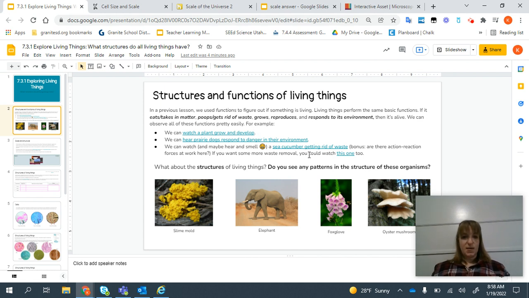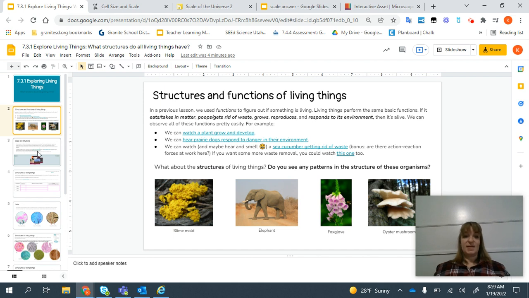So we're going to go ahead and get started with structures. What about the structures of living things? If you look at these four living things, we've got slime mold, an elephant, a foxglove plant, and an oyster mushroom. Do you see any patterns in the structures of these organisms? Do you see anything as far as structure, the way that they are built? Do you see any similarities between these? Think about that question for just a minute.